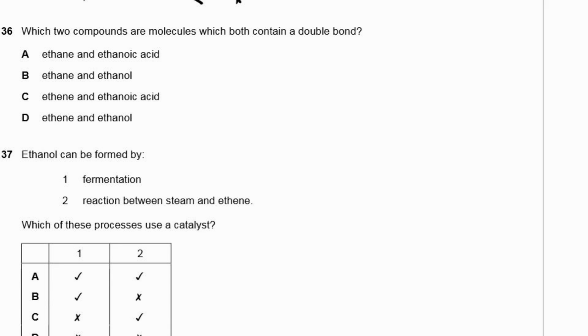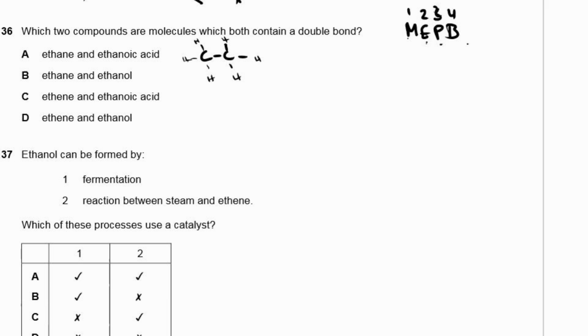Question 36. Which 2 compounds are molecules which both contain a double bond? Okay, so ethane. So remember, your monkeys eat peeled bananas. 1 carbon, 2 carbons, 3 carbons, 4 carbons: methane, ethane, propane, butane. E has 2 carbons. So ethane, there we go, that's ethane. Each of these attaches to an H. So there's no double bond in ethane.